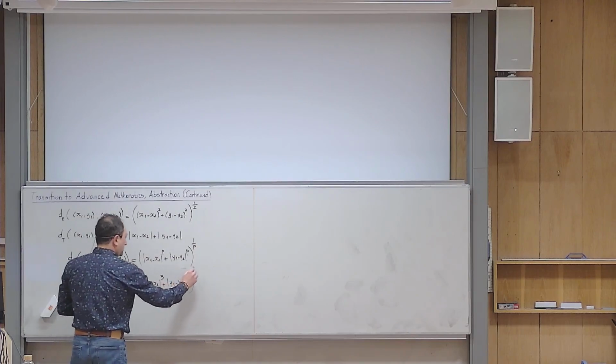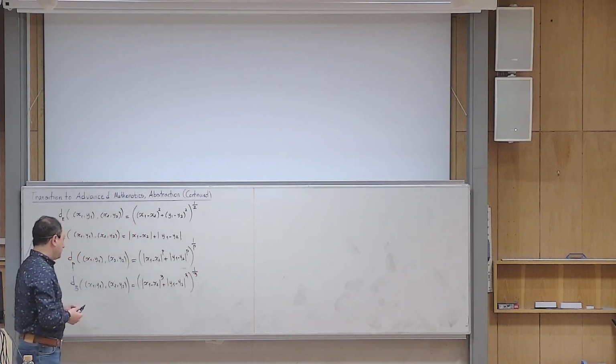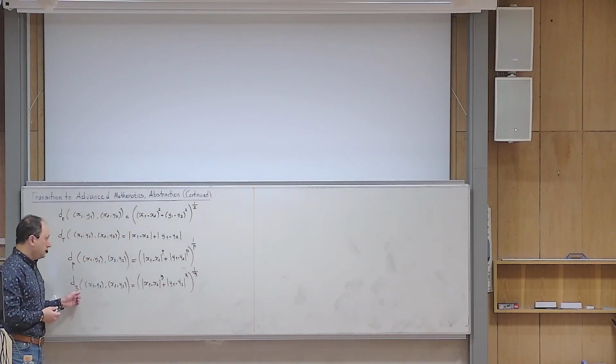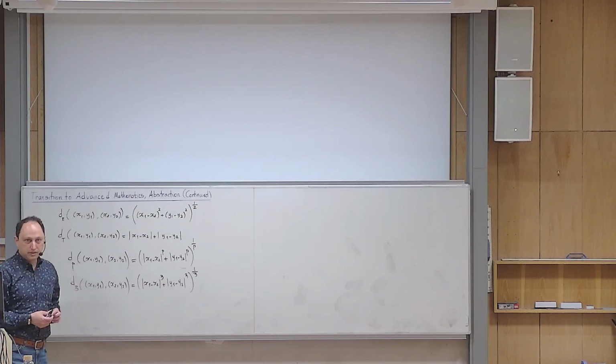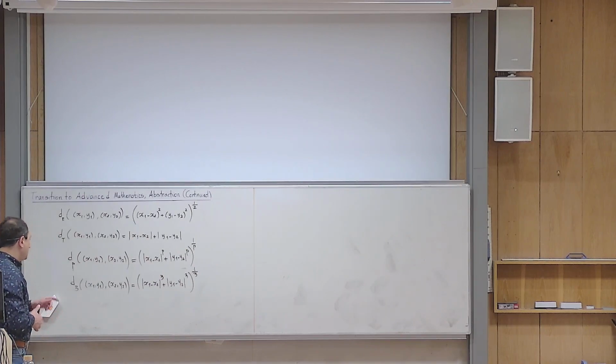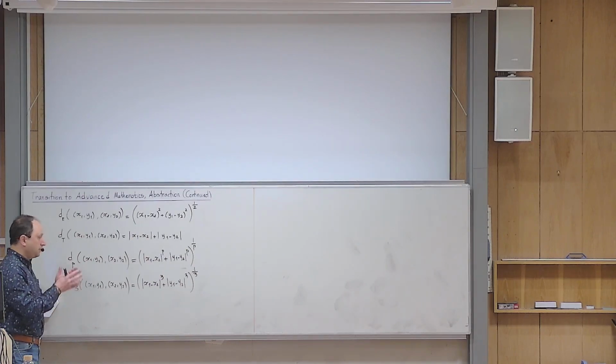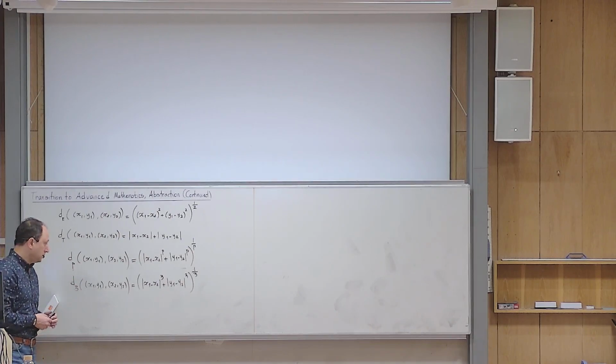To the power of 1 over 3. Of course, I am generating a formula and I call it D3, but there is no guarantee that this D sub 3, for example, is a metric. Of course, if it is going to be a metric, I have to check the properties of a metric.